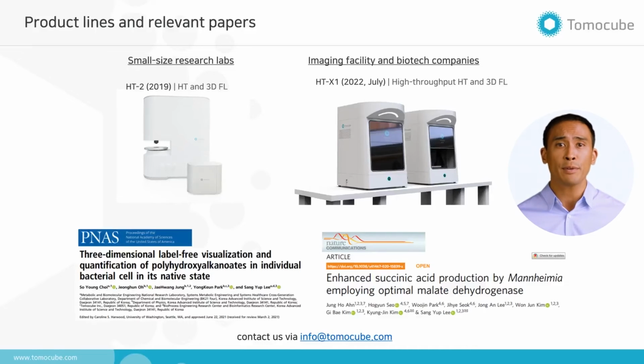Tomocube provides two product lines. HT2H is a high-resolution HT system well fit for small-size research labs. Recently released HTX1 is designed for imaging facilities and biotech companies. HTX1 provides high-throughput analysis. It can measure cells and tissues in various carriers, such as imaging dishes or commercial multi-well plates.